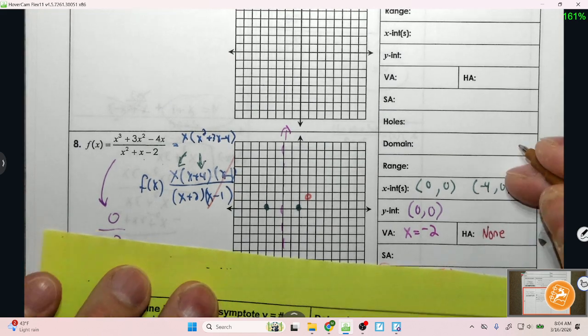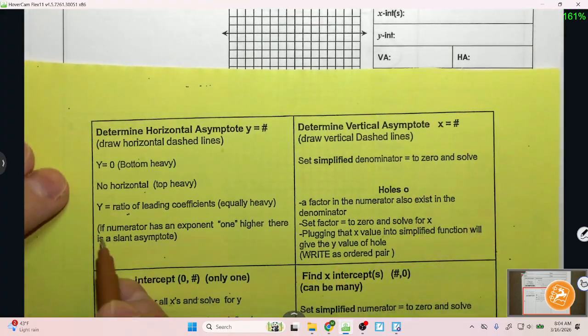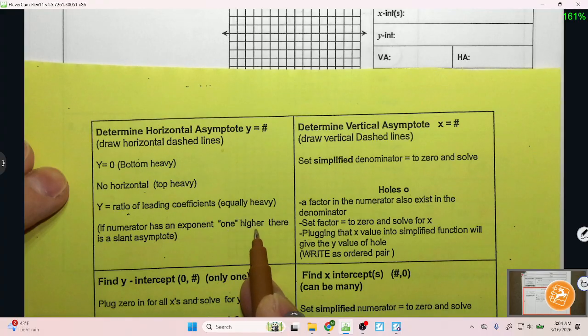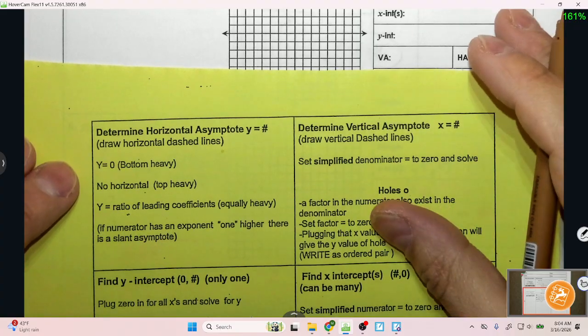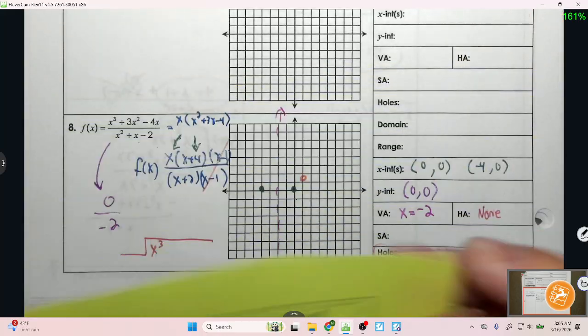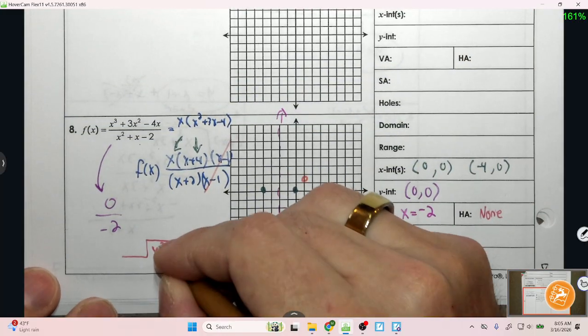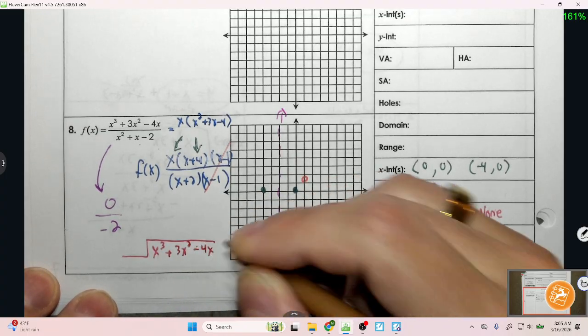But we're still kind of in this same spot. If the numerator is an exponent 1 higher, there's a slant. So this is a little like an asterisk, kind of like, don't forget. A little exception, I guess. So we're just going to long divide this. And nothing else is really different.